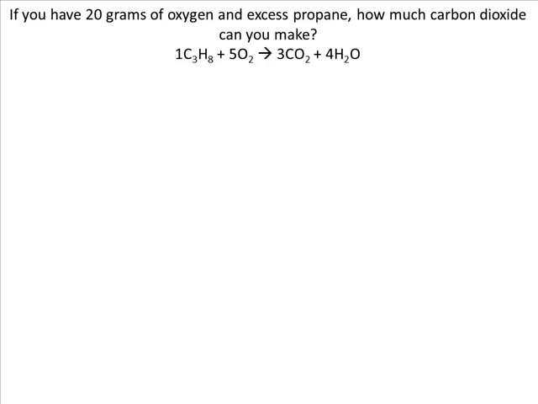Alright, let's look at another stoichiometry problem. This one's talking about, alright, we have an equation of propane burning in oxygen to make carbon dioxide and water. Our numbers are still coming in the balanced equation, still talking about moles. Moles of one thing relates to the other using the coefficients from our balanced equation. But now we're starting with 20 grams of oxygen. That's fine. We have 20 grams of oxygen.